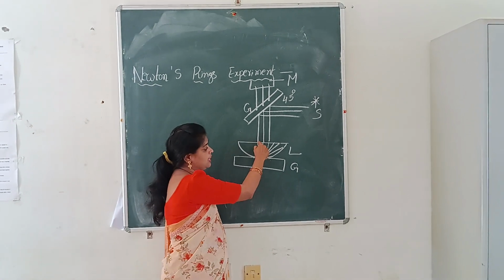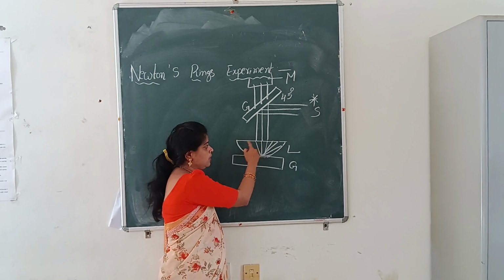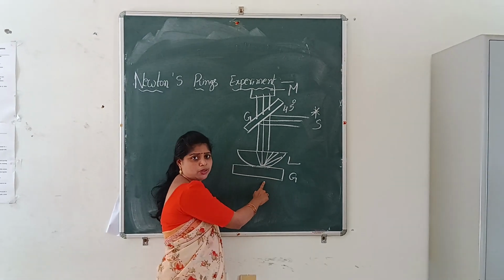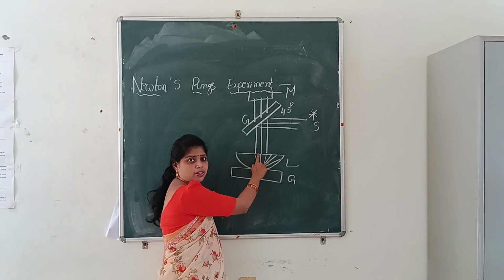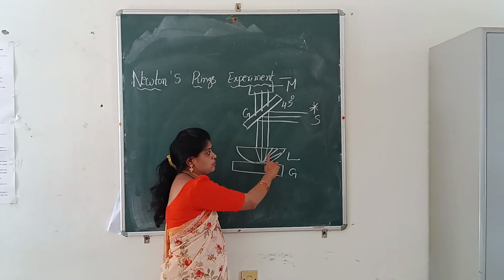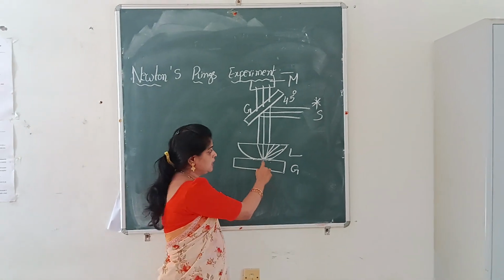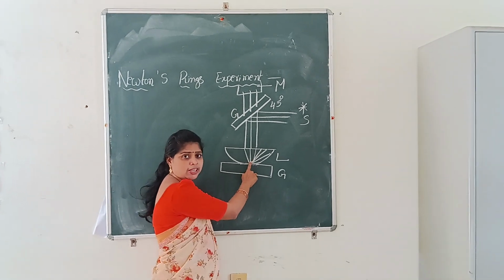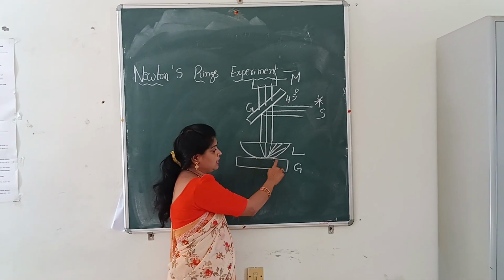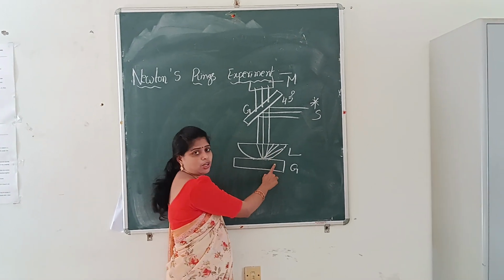These incident rays are focused on the lower surface of the lens and the upper surface of the glass plate. Some of the light rays are reflected from the lower surface of the lens and the remaining rays are transmitted through to the top surface of the glass plate. Like this, a number of reflected rays and transmitted rays are generated in the air film formed between the lens and the glass plate.